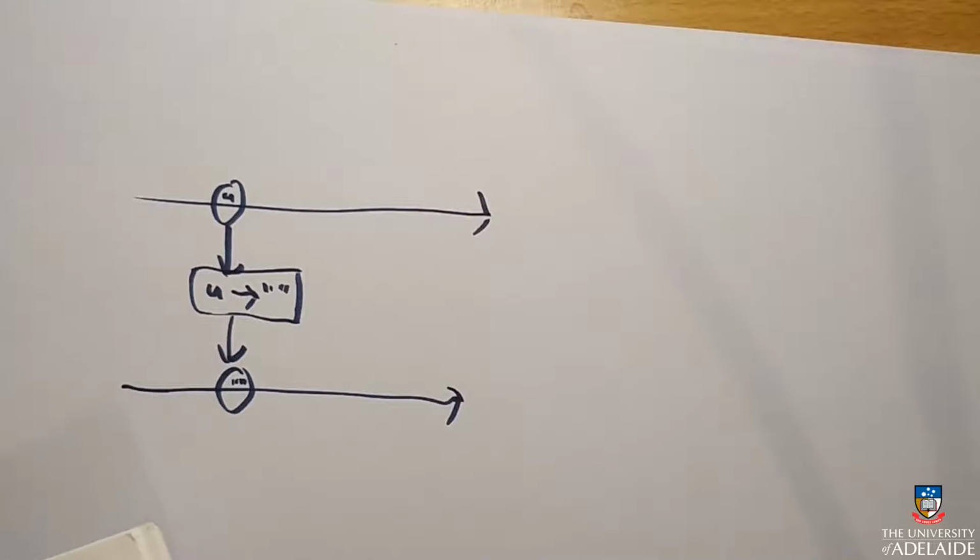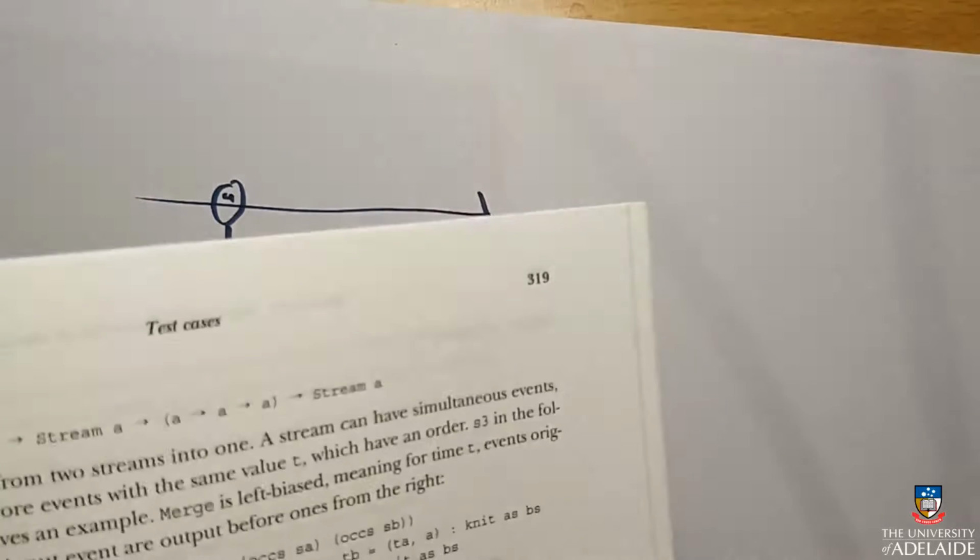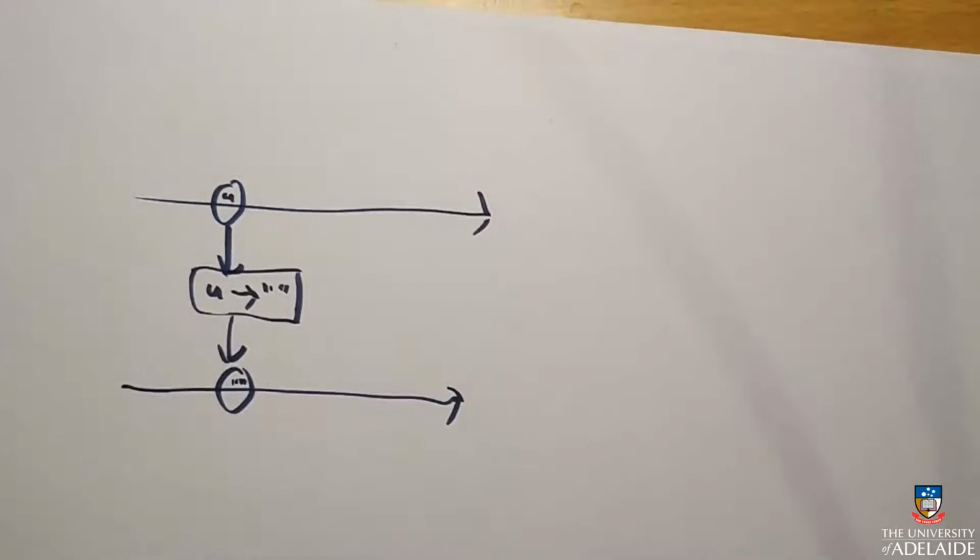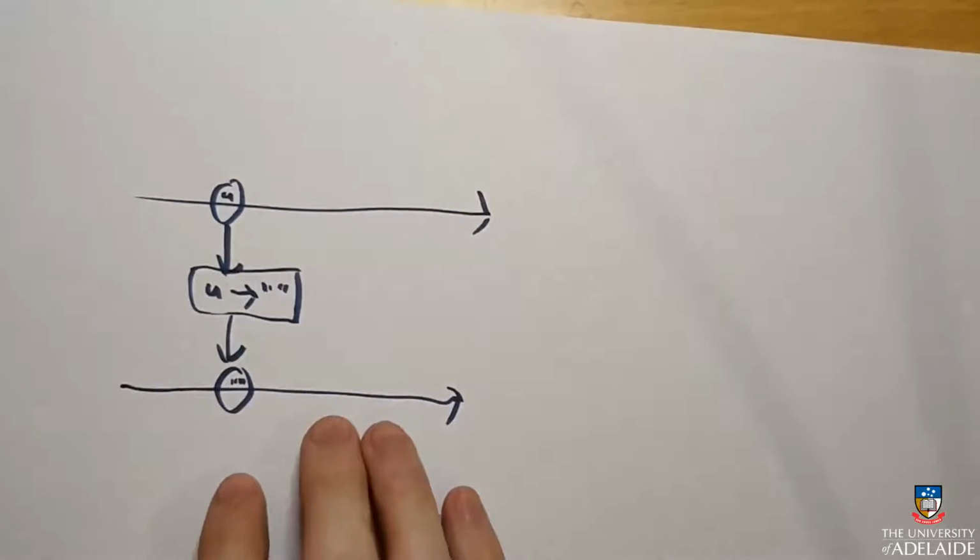I will generally provide marble diagrams in the same format as they are in the book if I am going to put them anywhere for you. So that's a simple map. What does the map do?